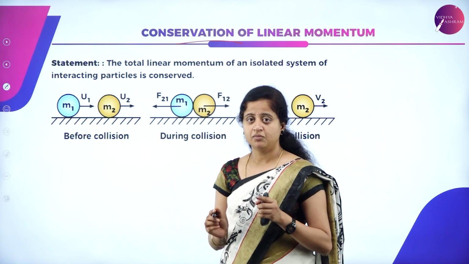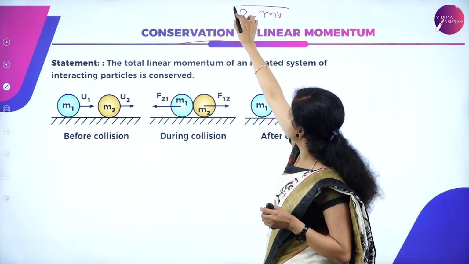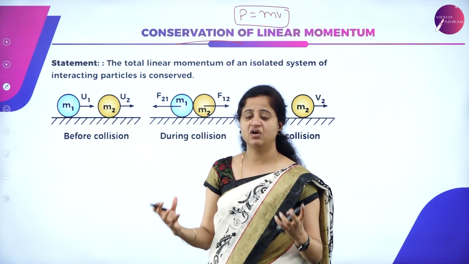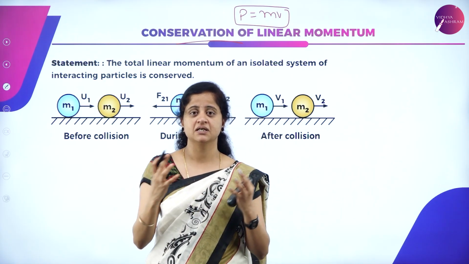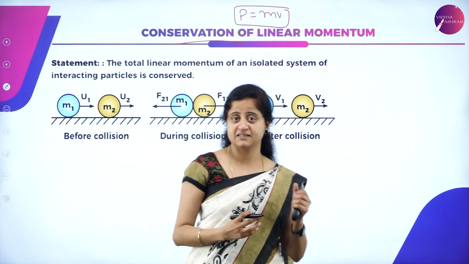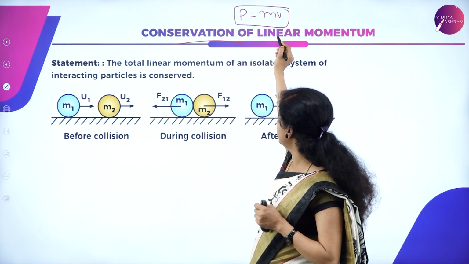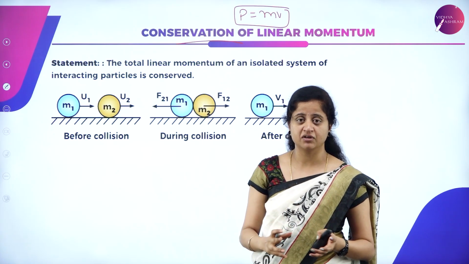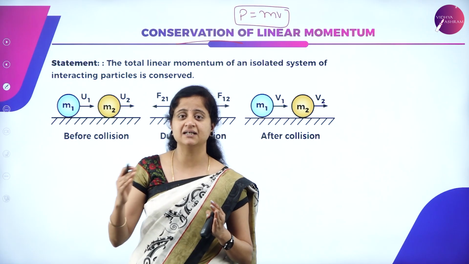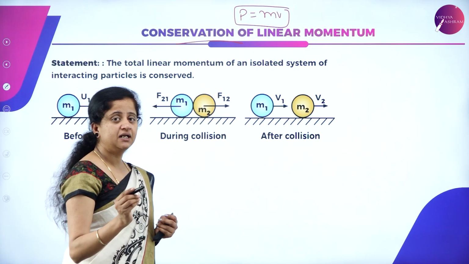What is momentum? Momentum is denoted by the letter P, which is the product of mass and velocity. We have discussed this momentum, and how it depends on mass and velocity, with examples in our previous session. Now we are saying that this linear momentum is conserved. The total momentum of a body traveling with one velocity and another velocity remains conserved in nature. How does it? Let us understand.